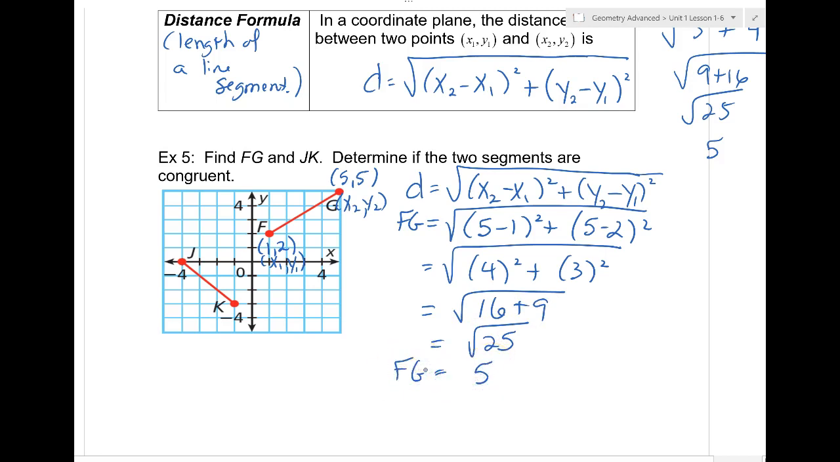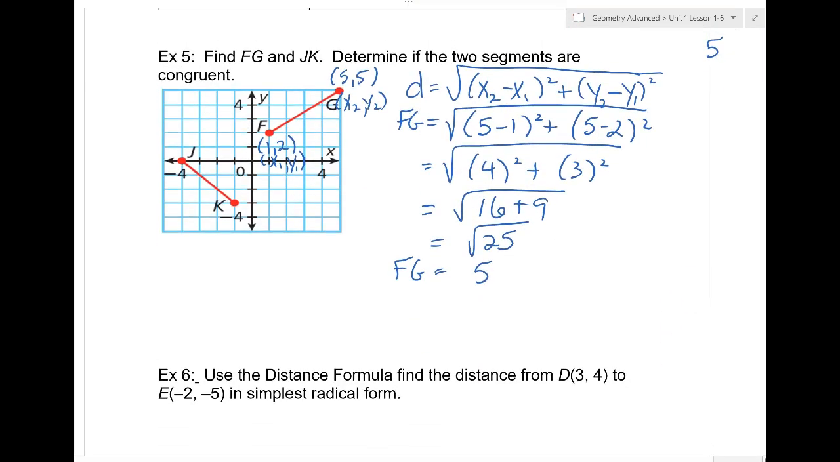It says determine if the two segments are congruent. So we need to know if JK has the same length. So do I have to do this whole process again? Yeah, so let's do it again. Oh, I gave up, took a lot of room. I'm gonna have to write small for my next one. All right, so my distance formula again, writing smaller here, is gonna be x2 minus x1 squared plus the quantity y2 minus y1 squared.